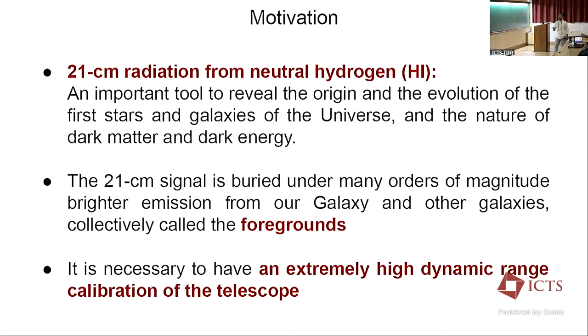So we know that the 21 centimeter signal from the neutral hydrogen is very important to understand the origin and evolution of the first stars and galaxies, the epoch of reionization, and to understand dark matter and dark energy at the low redshifts. The main challenge of detecting the signal is the foregrounds. We have heard a lot of talk about this. And to precisely remove the foregrounds, or even to avoid the foregrounds, it is necessary to have an extremely high dynamic range, maybe of the order of 10 to the 5, in the calibration of the telescope. So we will deal with the calibration challenges of the 21 centimeter signal.